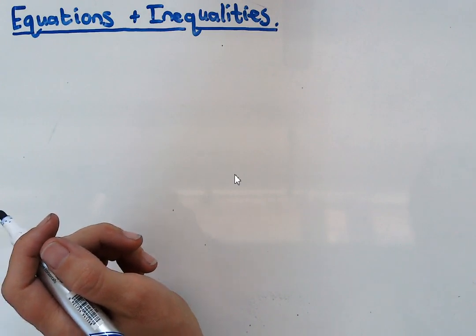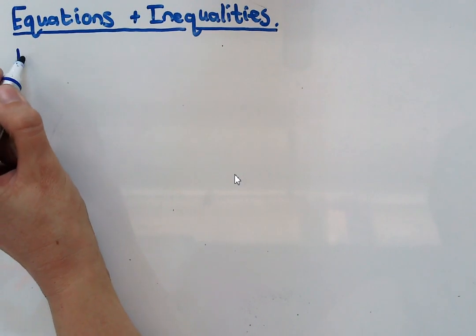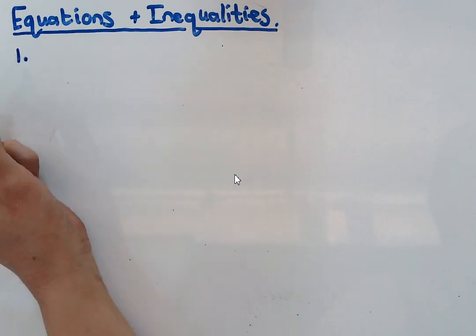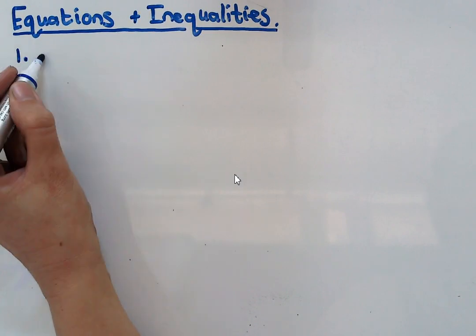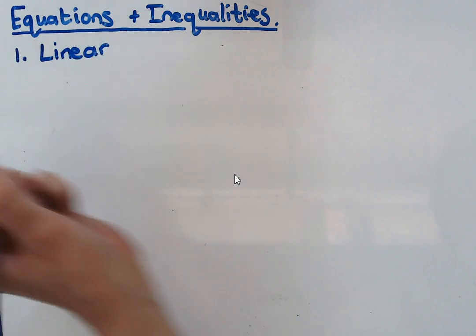Okay, let's quickly check what you need to know in equations and inequalities. The different types of things you need to be able to do is, the first thing is you must be able to solve a linear equation. This you've been doing since grade 9.